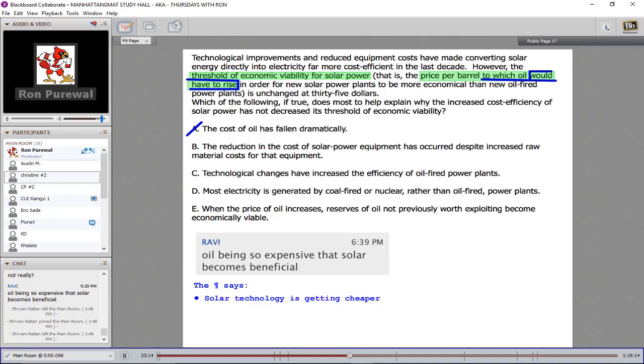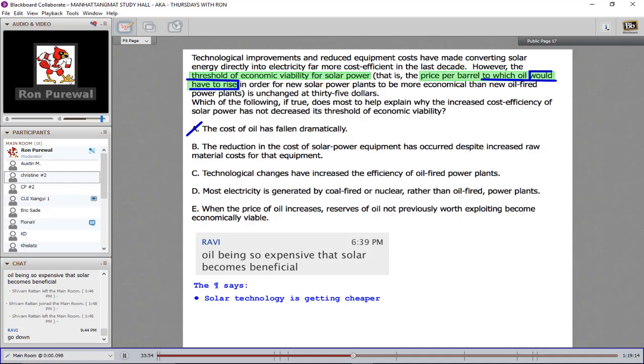What would you expect to happen if solar technology gets cheaper? Remember that sunshine doesn't cost anything. So if solar technology is getting cheaper, what would you expect to happen to this threshold value? Just like if public transit became cheaper, you would expect those gas prices and parking costs to switch over at a lower value, right? If this happens, what would you expect to happen to the threshold price of oil? When would people start switching to solar? It would go down, right?